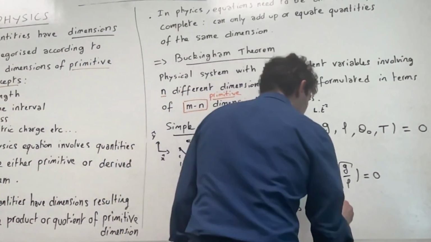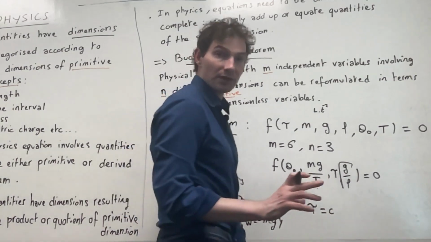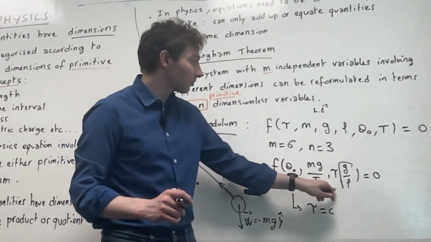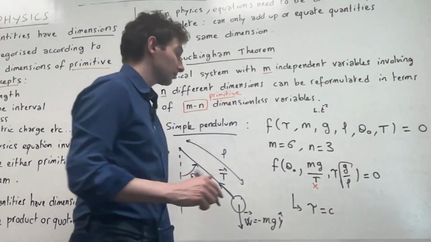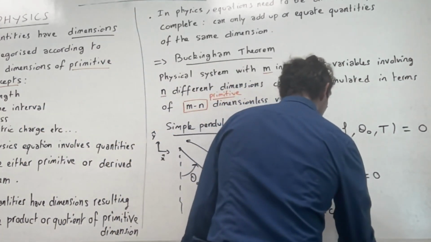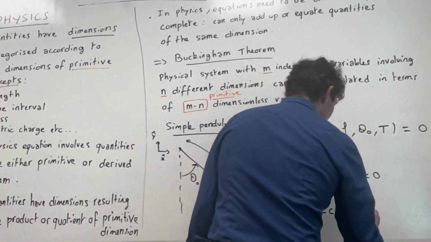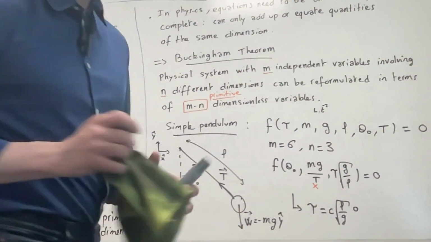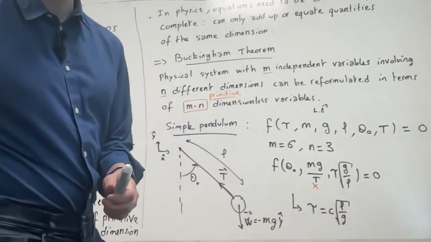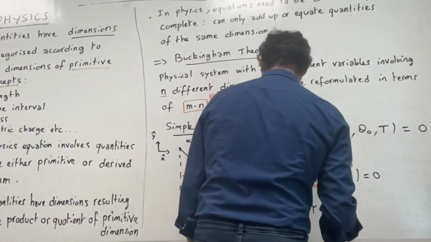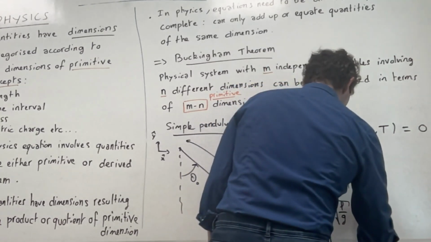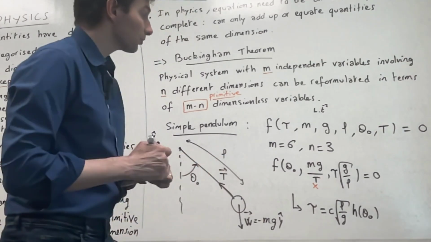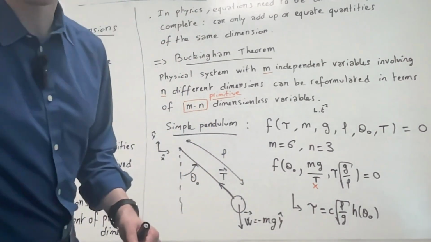So what I can say is that this is equal to some constant here. I don't know what that constant is, but I know that it's independent of theta 0. I know that it's independent of g and L. So I've got some constant here. Then I've got square root of L over g. And then I have some function that I'm going to call, not sure how to call that, to be honest, let's say h of theta 0. Okay, so that's a general formula you can infer for these kind of things.